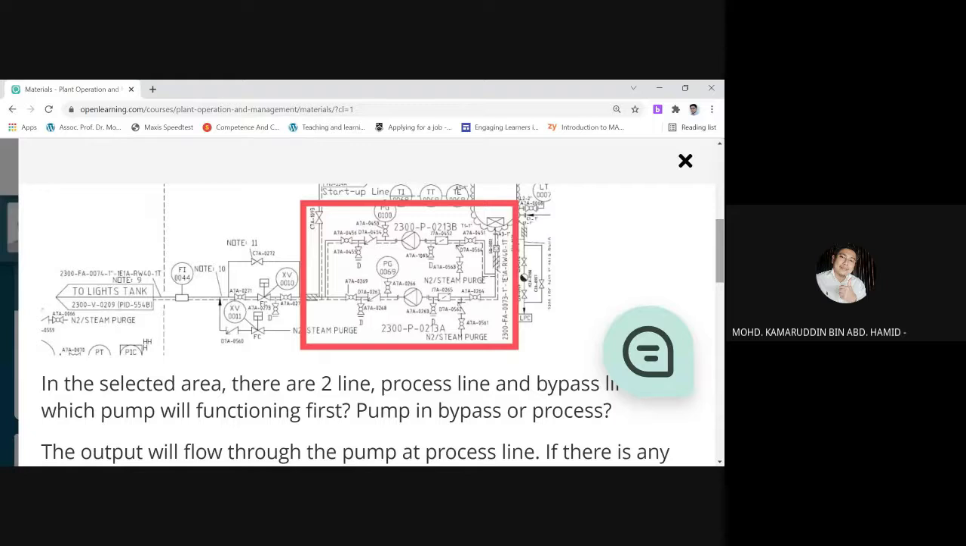When there is pressure related equipment, you need to have at least one standby. But this does not happen to temperature related equipment. Dalam temperature related equipment, kita tak ada pun standby heater ataupun standby cooler. No. Why? Kenapa pressure related equipment kena ada standby, whereas temperature related equipment tak perlu?